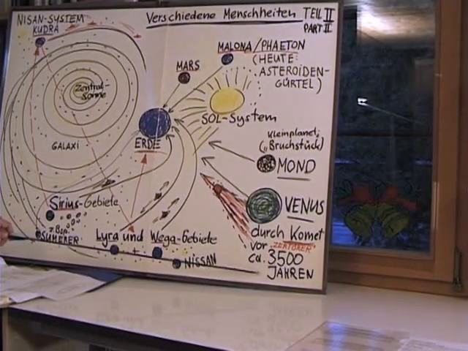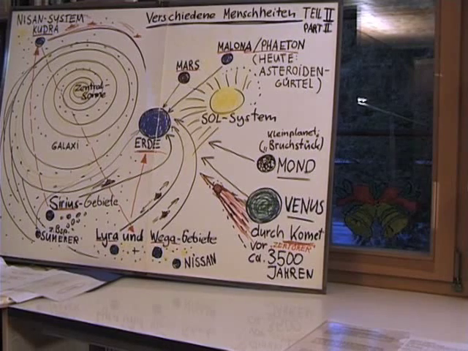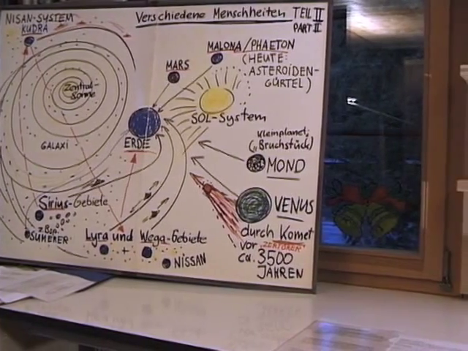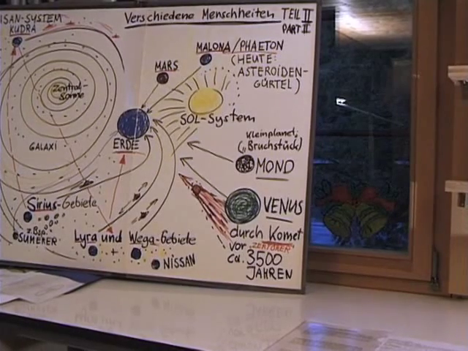Venus was pulled past the Earth by the Destroyer comet about 3,500 years ago, which triggered a great catastrophe. Through that, Minor Atlantis in today's Aegean Sea was also destroyed, that is to say, Santorini, where the volcano and everything exploded into the sea.